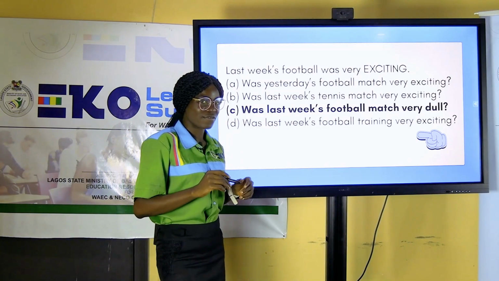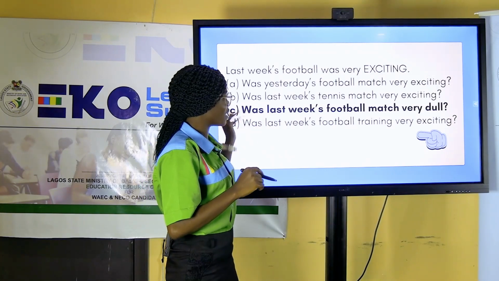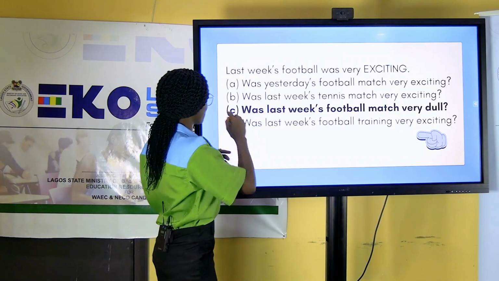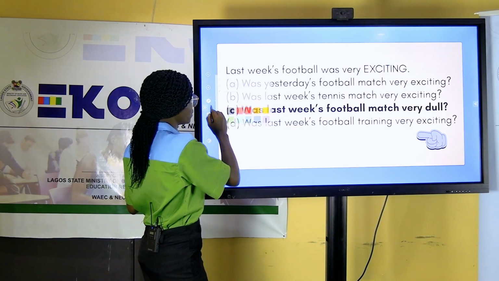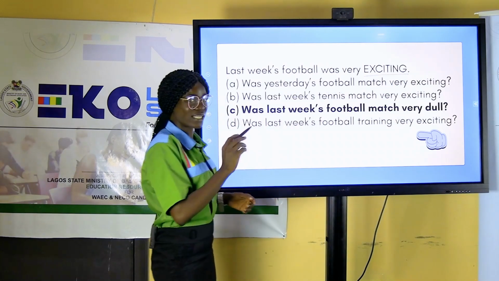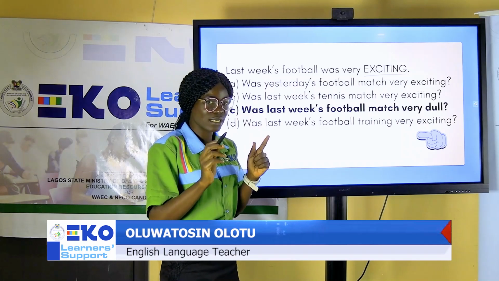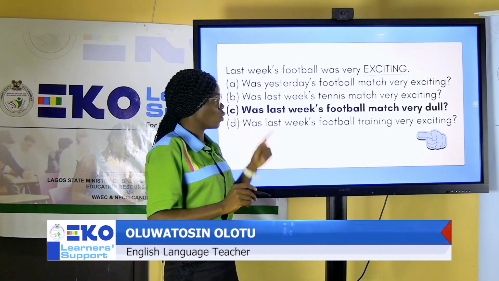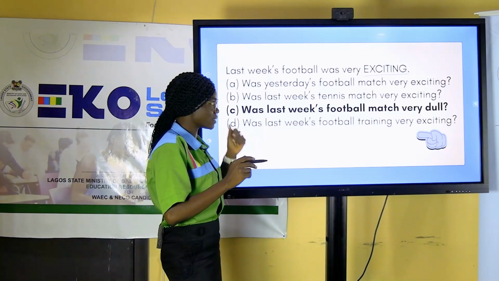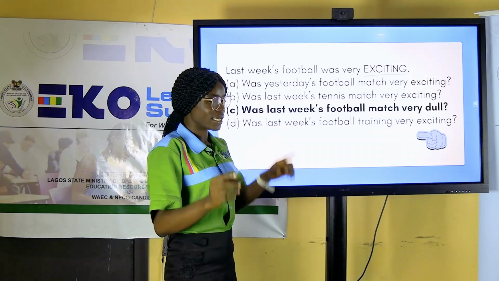Now, can you tell me the emphatic stress? Where do we have our emphatic stress in this particular sentence? Exciting, right? Yes, you're correct. Now, you are going to pay close attention to the other options to figure out what contradicts what the speaker wants you to pay attention to, which is the emphatic stress. The emphatic stress in that sentence is exciting. So anything that contradicts exciting is your answer.